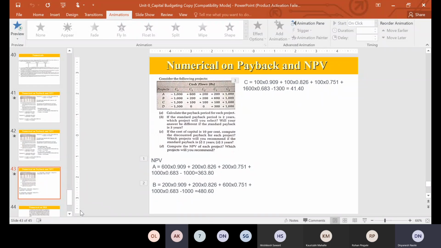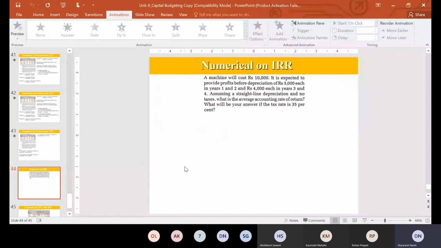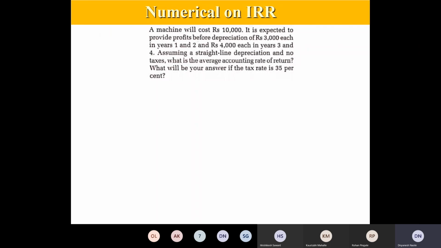Yes, sir. Okay, so same way you can also find out for D. After this class you can try. So these are the three methods we have covered: payback, discounted payback, and NPV. Now in the next slide, this is basically a numerical for accounting rate of return. So you can try this. It is exactly similar to what we had discussed in our example which we took for ARR explanation.